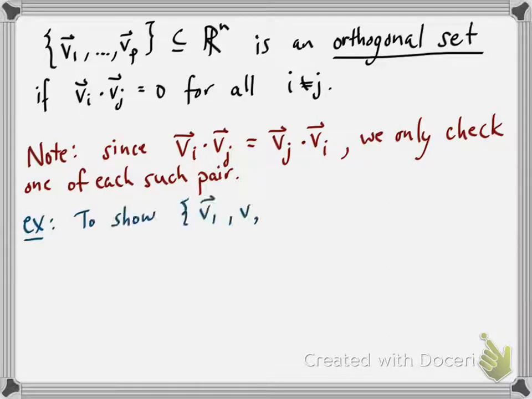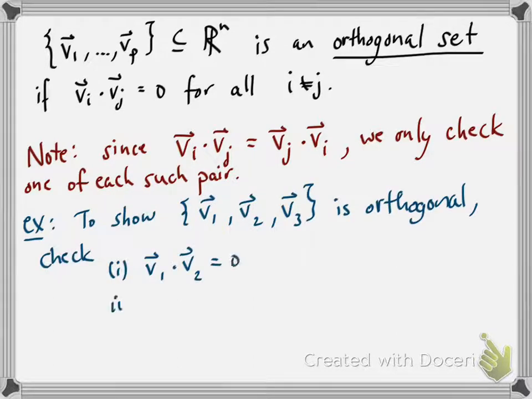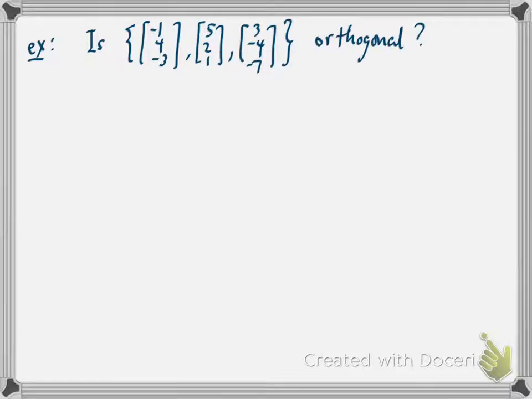So for example, if I wanted to show that a set of vectors v1, v2, and v3 is orthogonal, I really only have to check three things. v1 dot v2, check that that's 0, v1 dot v3, check that that's 0, and v2 dot v3, check that that's 0. So let's take a look at a concrete example. Let's see, is this set, -1, 4, -3, 5, 2, 1, 3, -4, -7, orthogonal?